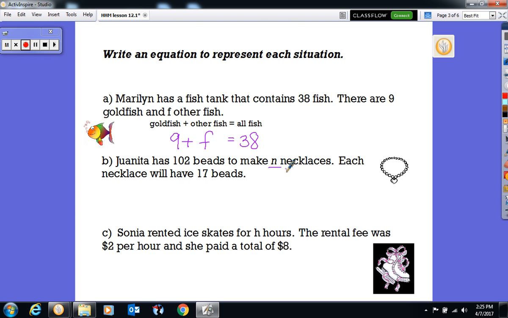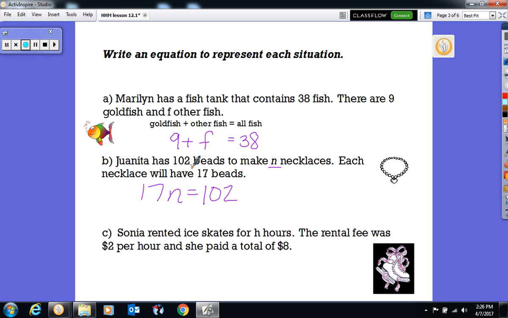Can we rewrite it with multiplication instead? Yes. And which one is better? Hayden, which one do you think? 17 times n equals 102. Yes, 17 times n equals 102. I could also do 102 divided by n equals 17. So when I do this, 17 times n equals 102, I can see that I have 17 beads. I'm going to multiply it by the number of necklaces. When I multiply it by the number of necklaces, that should equal 102 beads total.